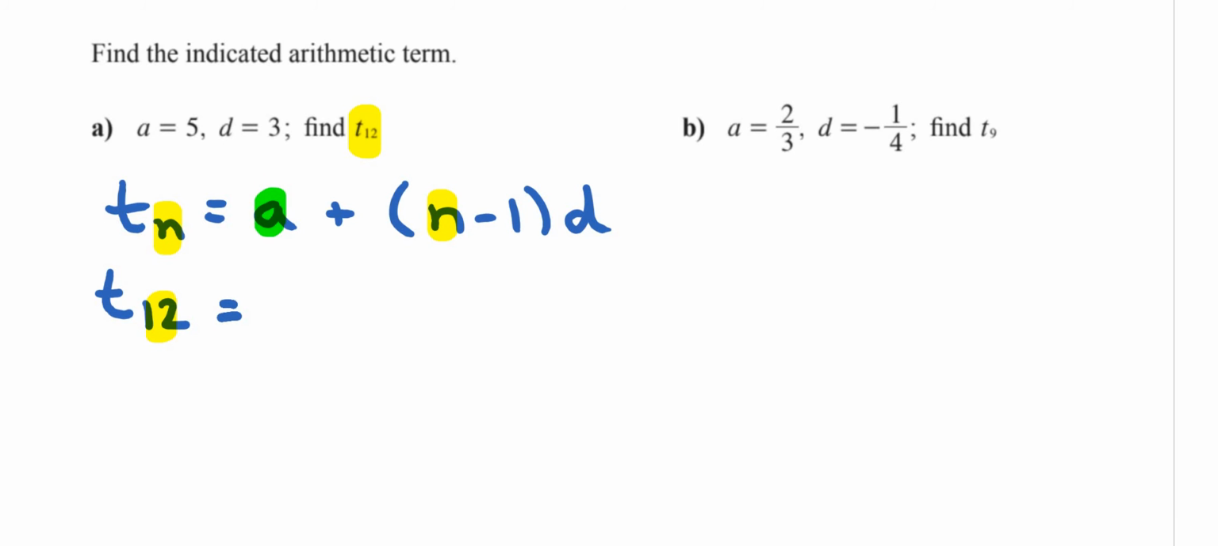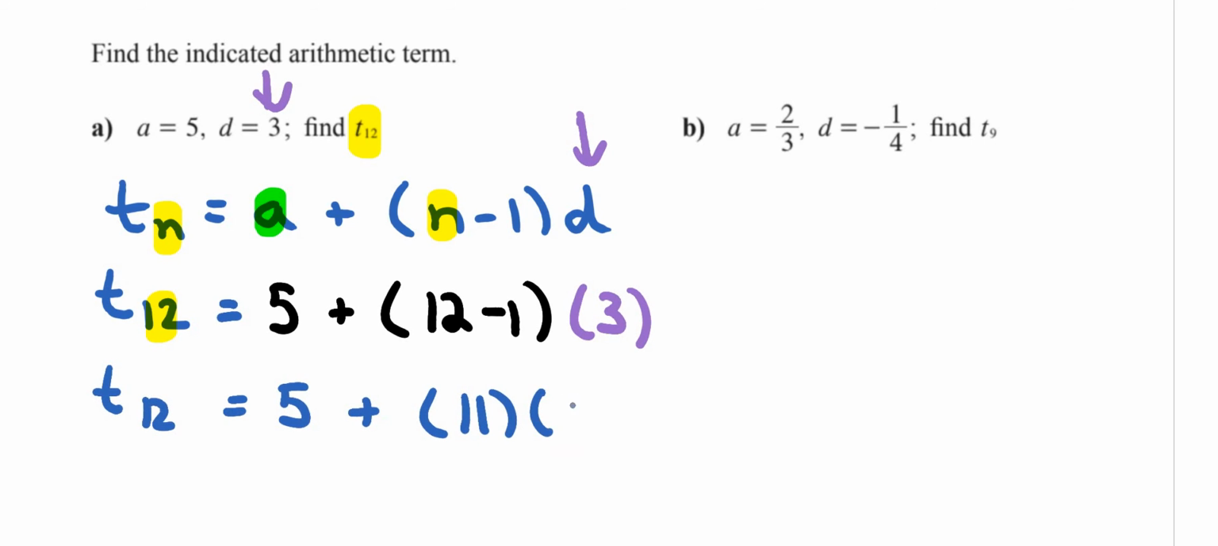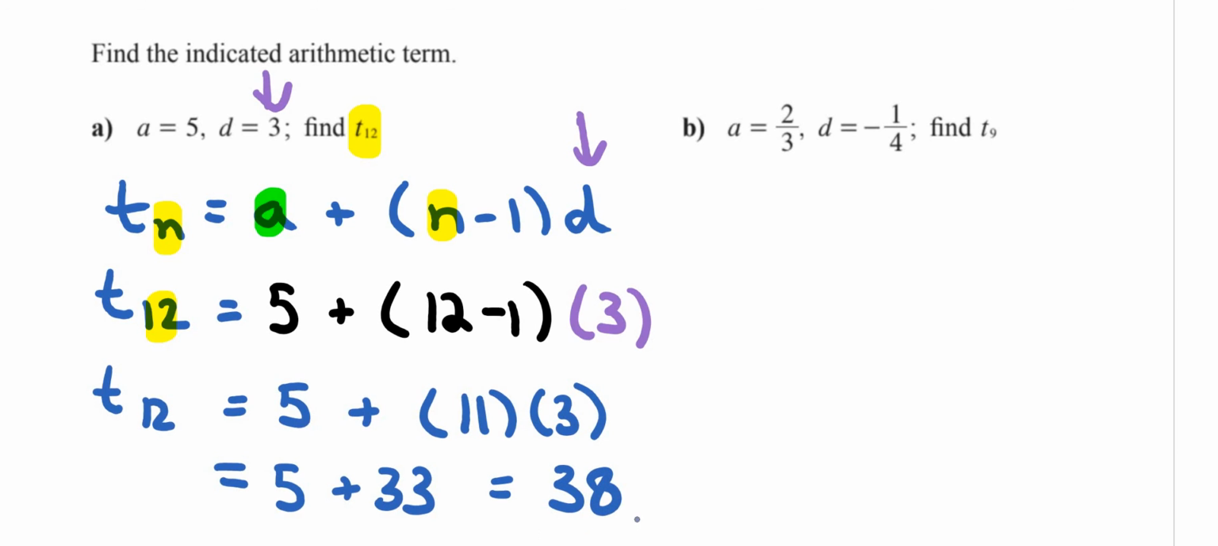And what is my first term? Well, my first term is 5 plus 12 minus 1, close the bracket, and what's my common difference here? Well, my common difference is 3, so let's put a 3 there. After that, you're just doing some arithmetic. So 12 minus 1 is going to be 11. Finally, we have 5 plus 33, and 5 plus 33 is going to be 38. So the 12th term is going to be 38.